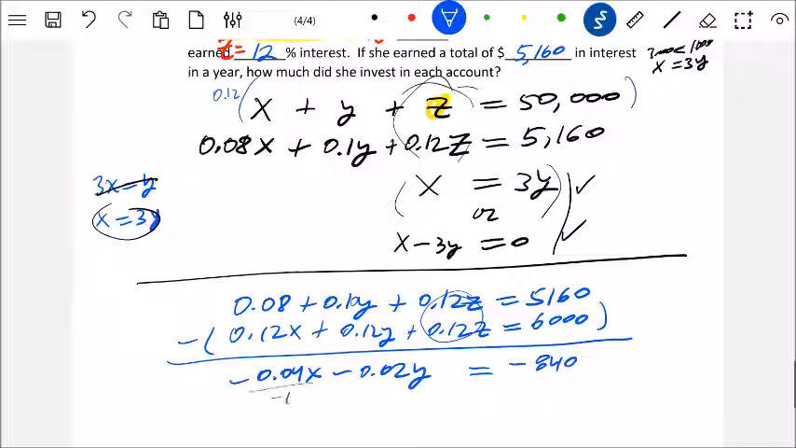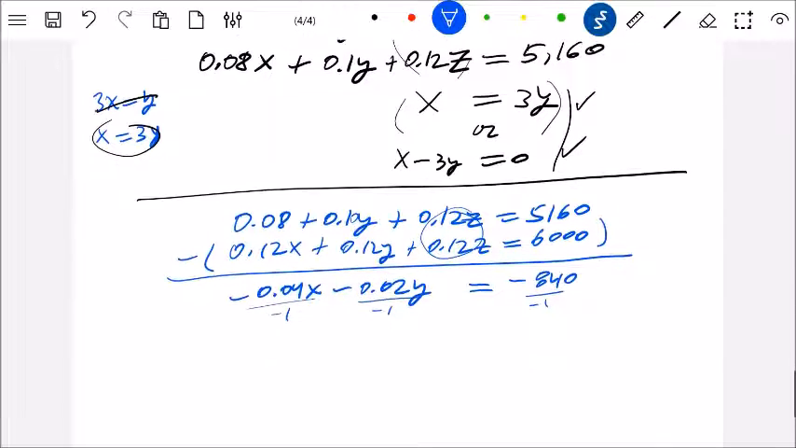Well, this is definitely a case where I want to multiply everything by -1 and make it positive. So what I get right now is 0.04X minus 0.02Y is equal to 840.